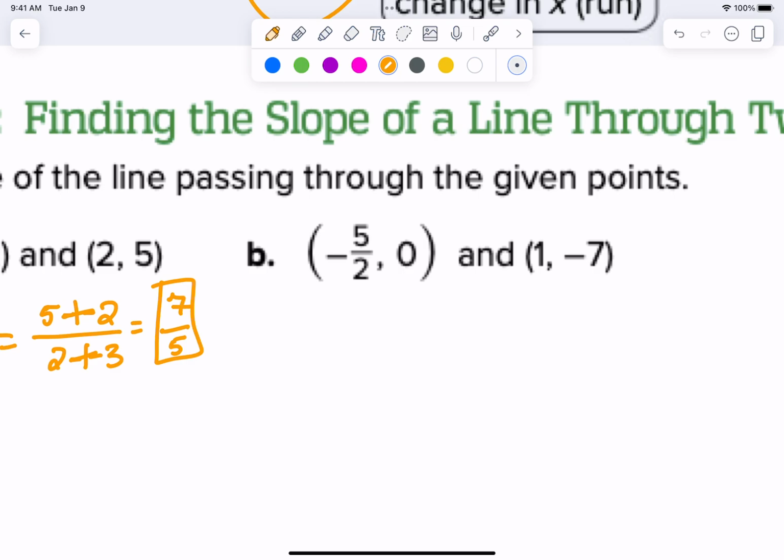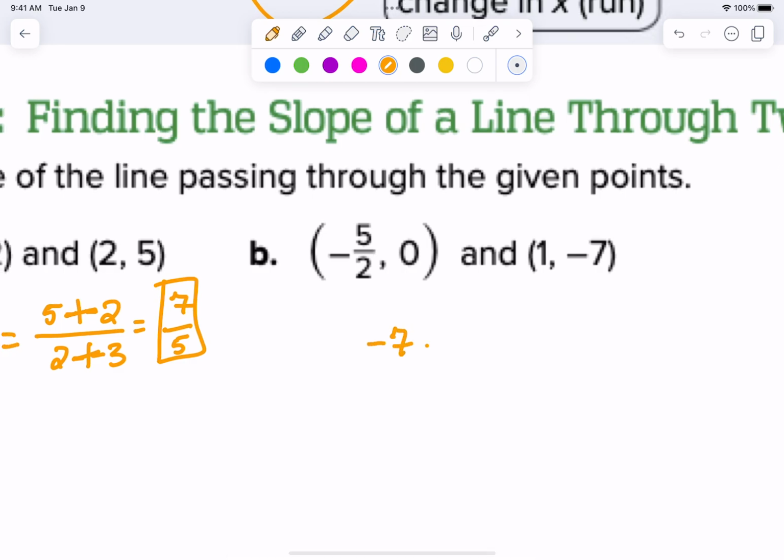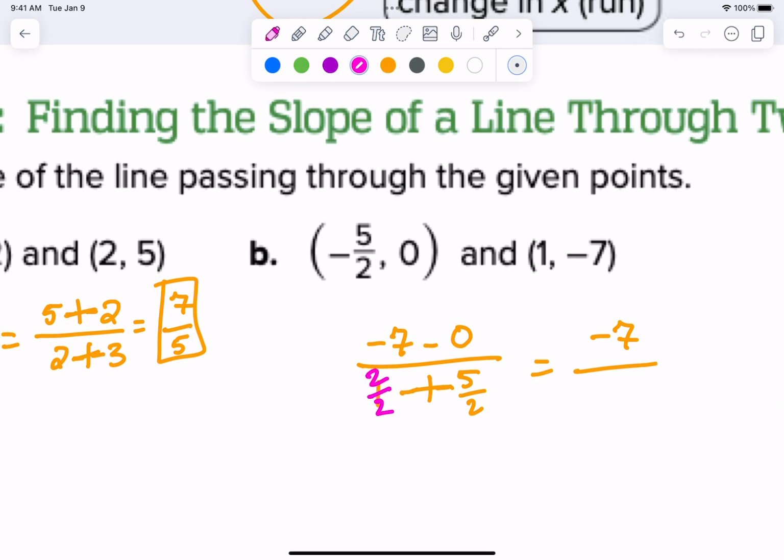Okay, this one. What's y2? Negative 7. Negative 7 minus 0, over 1 minus negative 5 over 2, so plus 5 over 2. On the top, we have negative 7. On the bottom, what's 1 plus 5 over 2? 3.5. This is like 2 over 2, so 7 over 2.